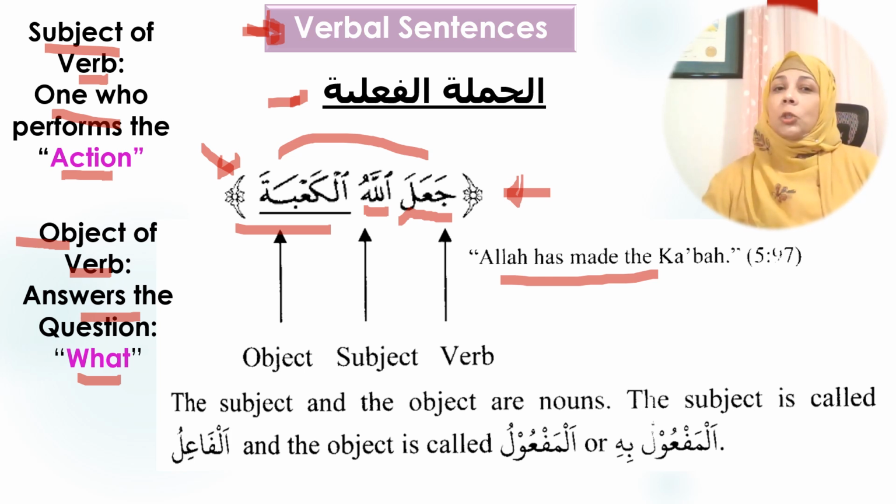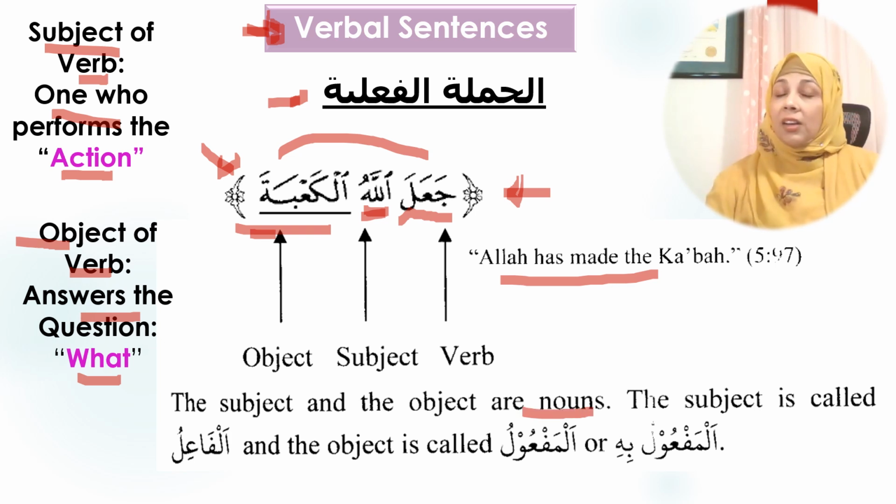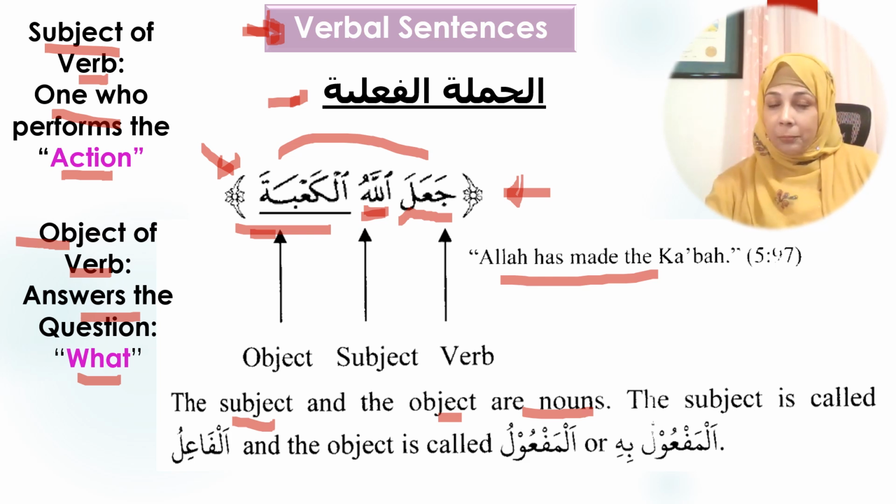So let's also observe here that Allah and Al-Kaaba are nouns, right? Because they have the al, which we have seen before. That's a marker of definite nouns. So the subject and the object are nouns, and this sentence started with the verb.